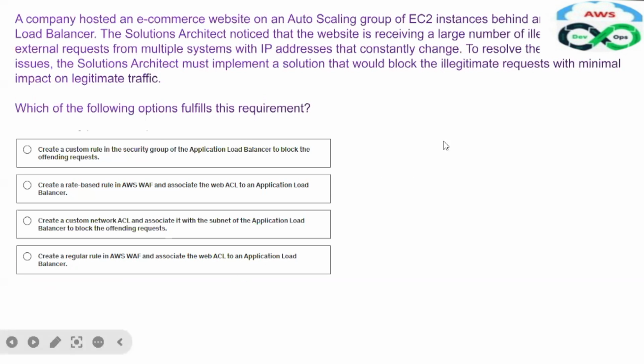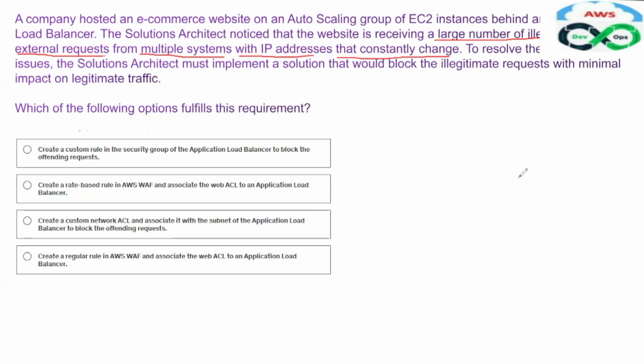Okay, so this is question number one. A company hosted an e-commerce website on an auto-scaling group of EC2 instances behind an application load balancer. The solution architect noticed that the website is receiving a large number of illegitimate external requests from multiple systems, IP addresses that constantly change, right? So how can the performance issues be resolved?